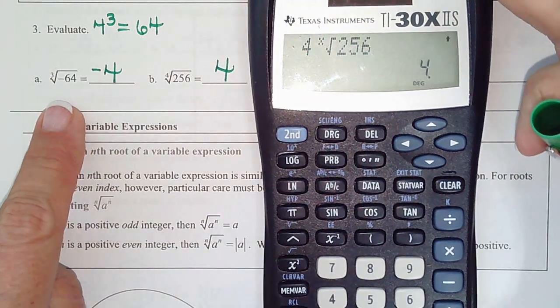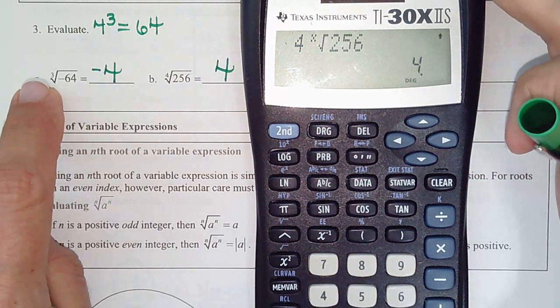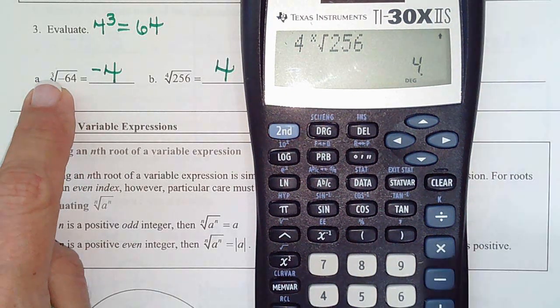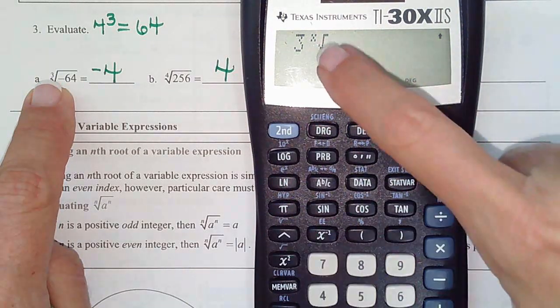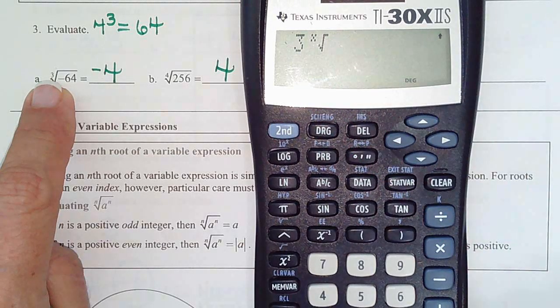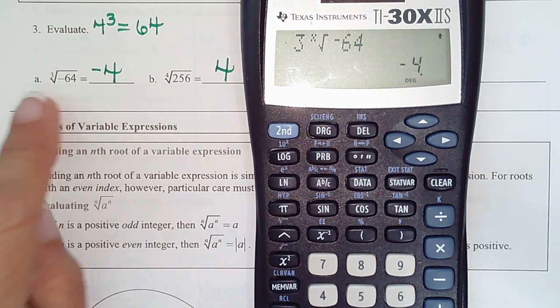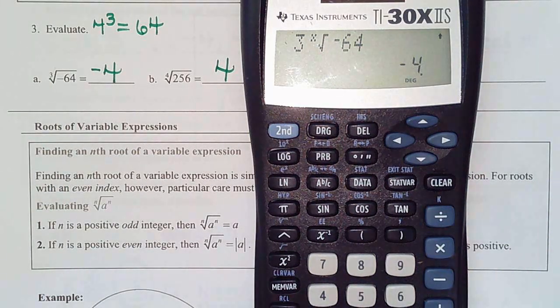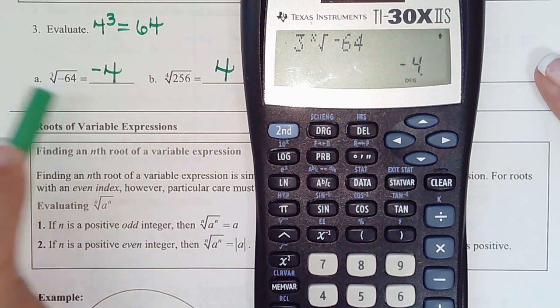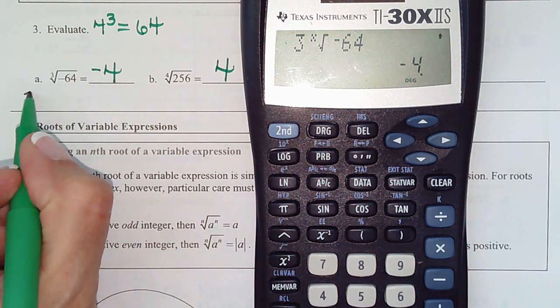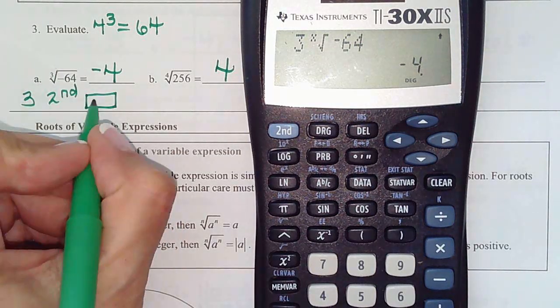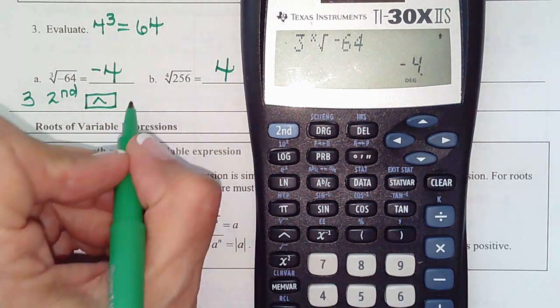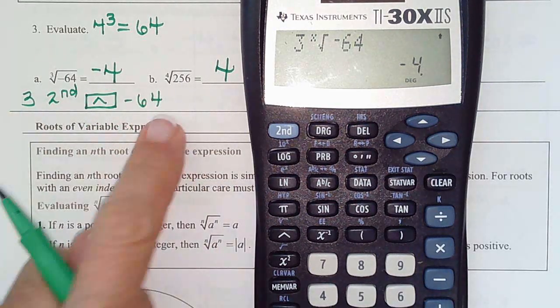And we could have also done this one if you want to practice on that. So first we have to tell the calculator it's an index of 3. So we do 3. Then we do second caret. And this tells the calculator x is 3. And then we do negative 64, enter, negative 4. Okay. So you might want to write that down, the keystrokes. So 3, and then second caret, negative 64, just so you remember the order.